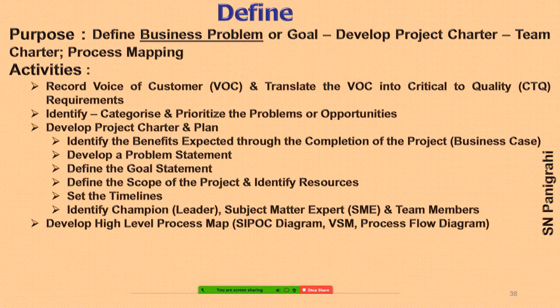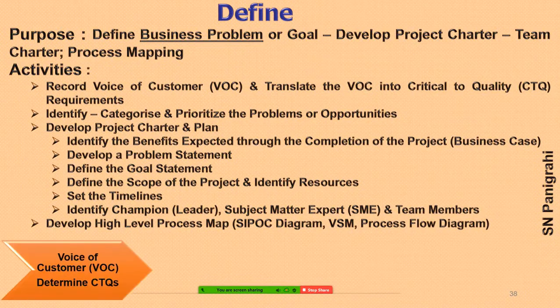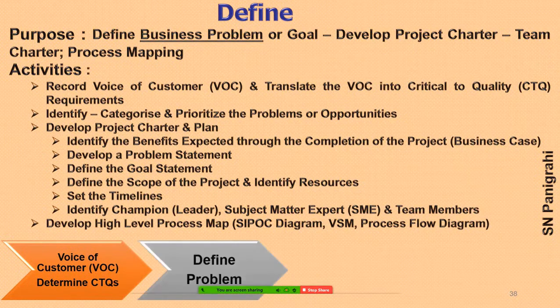Then there is an approach I told you, DMAIC. First is defining the Y factor. What is the expectation of the customer? That is taken from the recording of the voice of customer and translated into CTQ, critical to quality. So we are taking the voice of customer and determining the CTQ, meaning the requirement in measurable parameters which satisfies the customer's requirement.